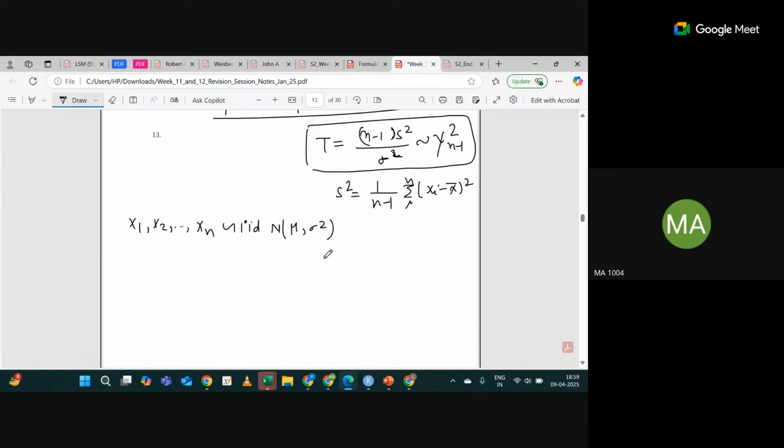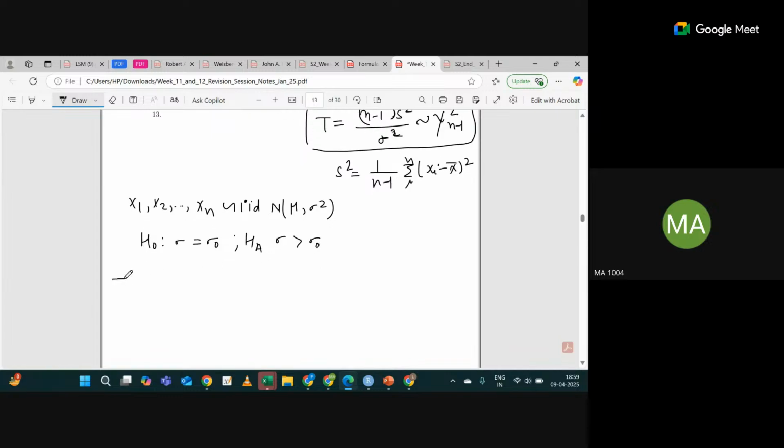Here we are interested in testing for variability. Rather than just the mean, you can be interested in checking whether the variability is greater than this or less than this. So what will be your null hypothesis? Sigma is, let's say, sigma naught, and the alternative is sigma greater than sigma naught. You can define sigma square equal to sigma naught square, or sigma square greater than sigma naught square. That's not a problem. So what will be your test?